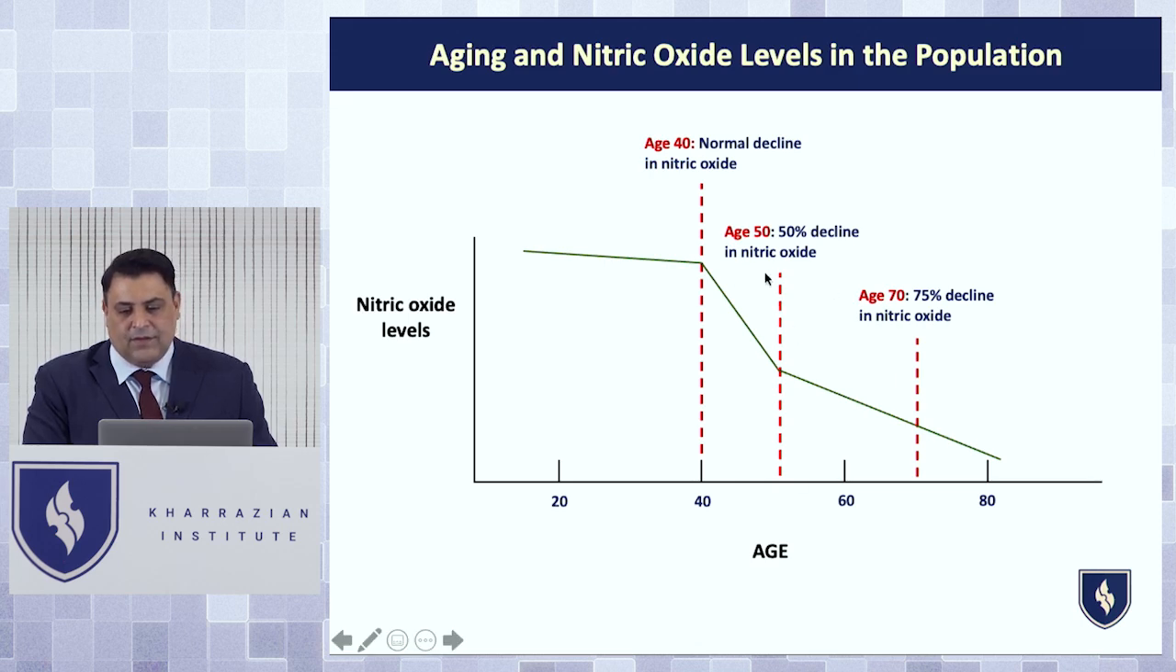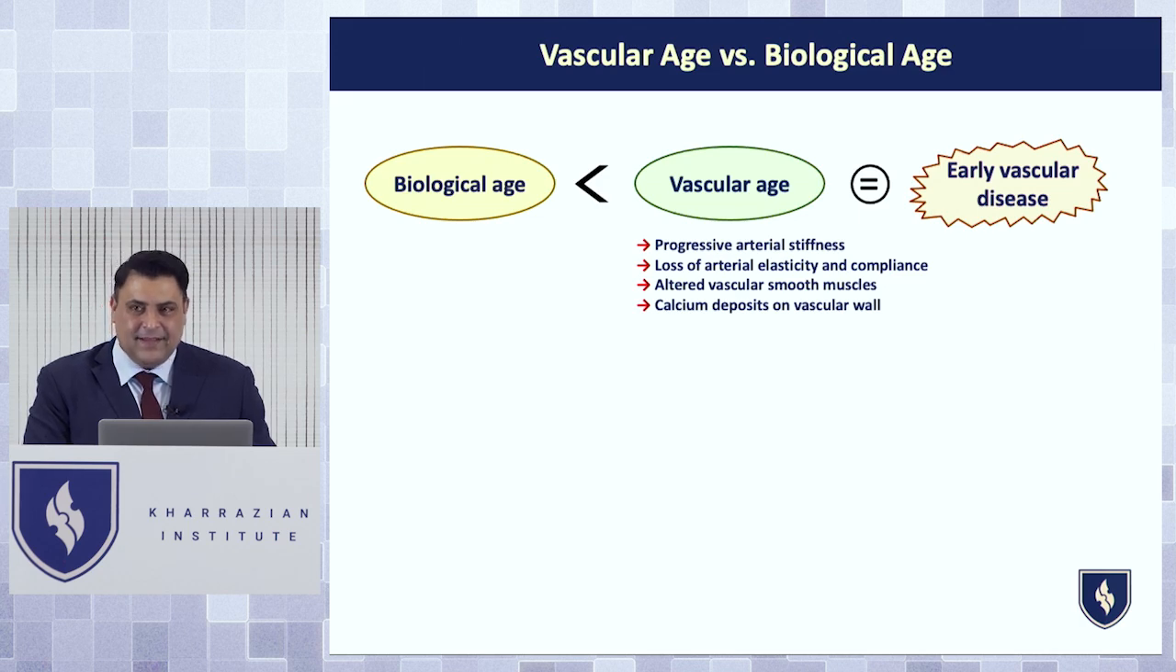And this is in reference to the vascular age. So there's biological age and there's vascular age. So they're not the same. So let's talk about these. So biological age is just how old you are, right? Your vascular age is how your blood vessels compare to someone else.